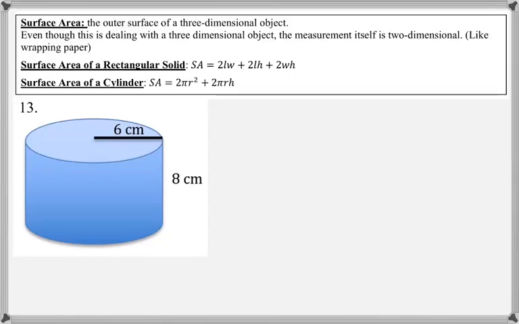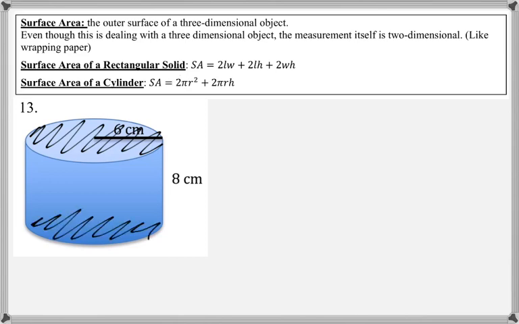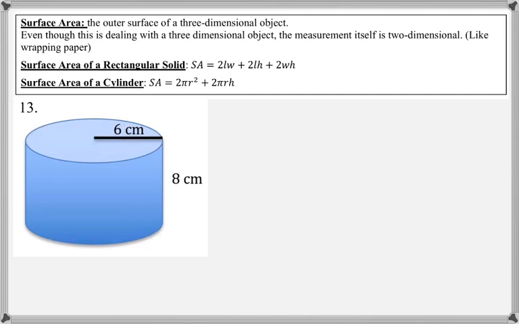Question number 13 wants us to find the surface area of the cylinder. So our formula for this is 2πr² plus 2πrh. If you look at the first part, πr² is the area of a circle. So that's going to give us the top. And then if you multiply it by 2, that gives us the bottom of the cylinder as well.